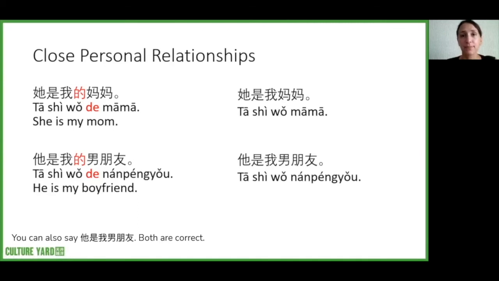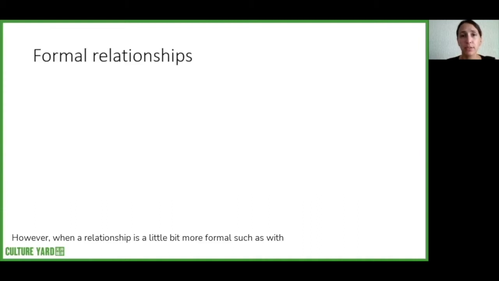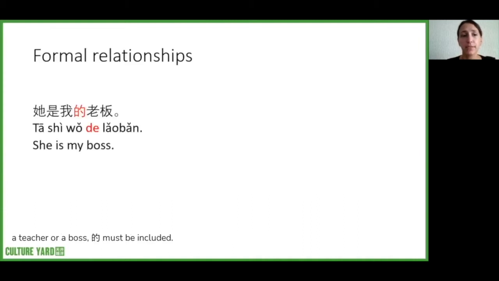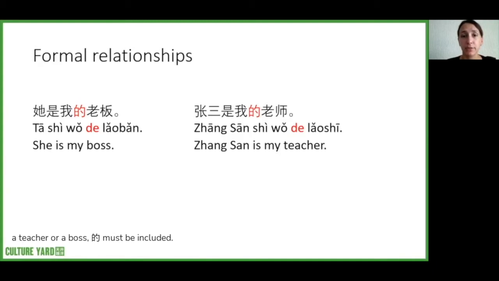Both are correct. However, when a relationship is a little bit more formal, such as with a teacher or a boss, de must be included. So, for example, 他是我的老板, and 张三是我的老师. In this case, the relationship between you and your boss or you and your teacher is more formal, so de must be included.